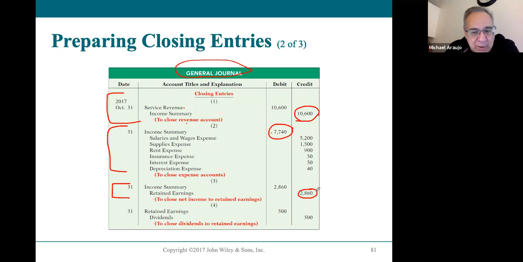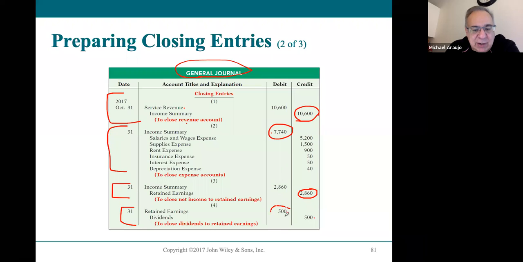right? So the net income basically is debited from income summary and moved to retained earnings on the credit side where it belongs. And the very last step here is closing dividends. Dividends has a debit balance, so the equaling credit balance will bring that account to zero. We move the debit over to retained earnings.